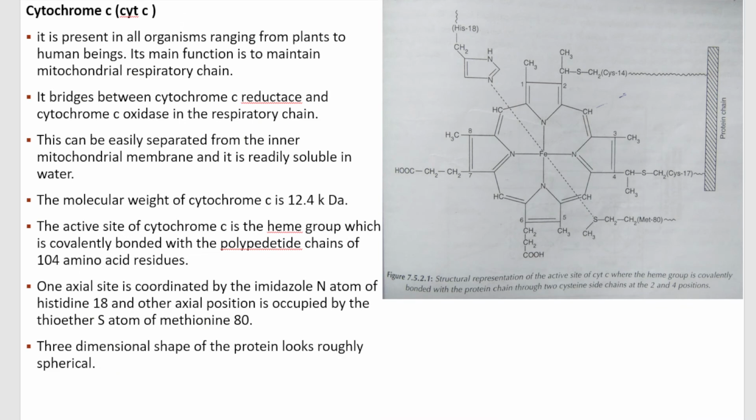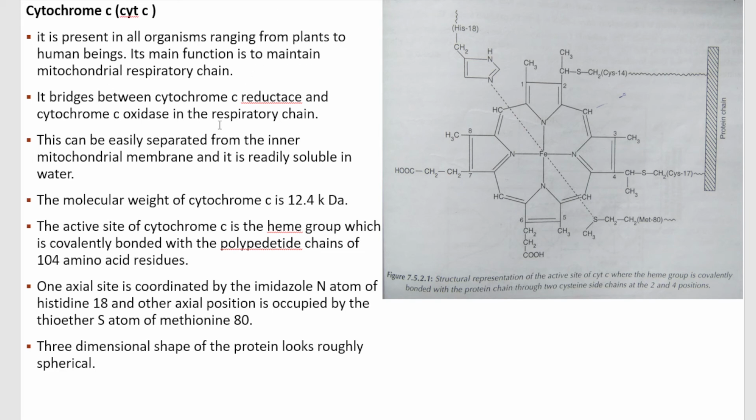Next, we are particularly studying cytochrome C. This is a structure of cytochrome C, and you should know how to draw it. It is present in almost all organisms, ranging from plants to human beings. One of the main functions of cytochrome C is to maintain the mitochondrial respiratory chain. You know that the entire process of the mitochondrial respiratory chain requires transfer of electrons, correct? That is done by cytochrome C.